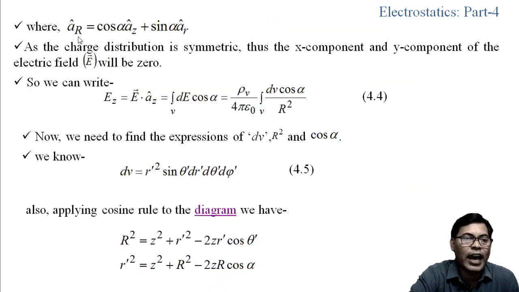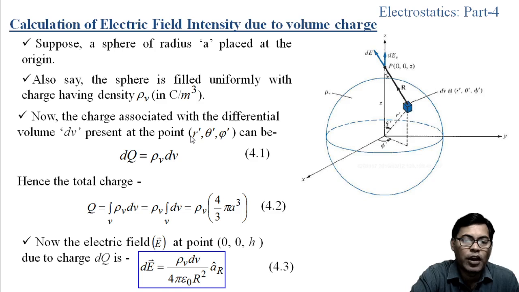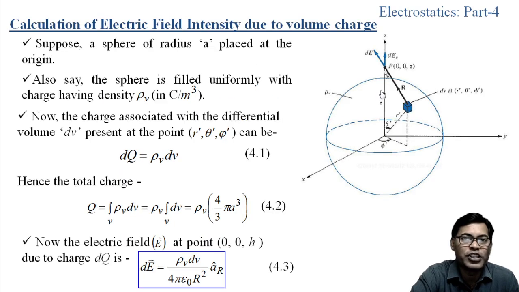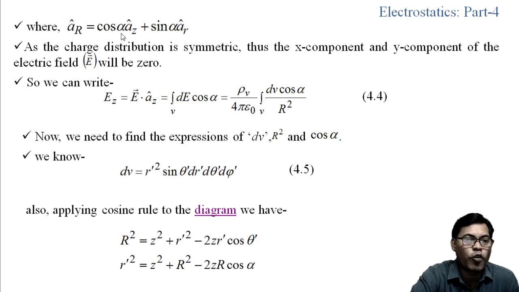Here aR is the unit vector along the direction of R, capital R, and it can be written as cos alpha az plus sin alpha ar prime. From simple geometry we can find that the components of aR are along the direction of az and along the direction of r prime. So here we get aR equals cos alpha az plus sin alpha ar prime.